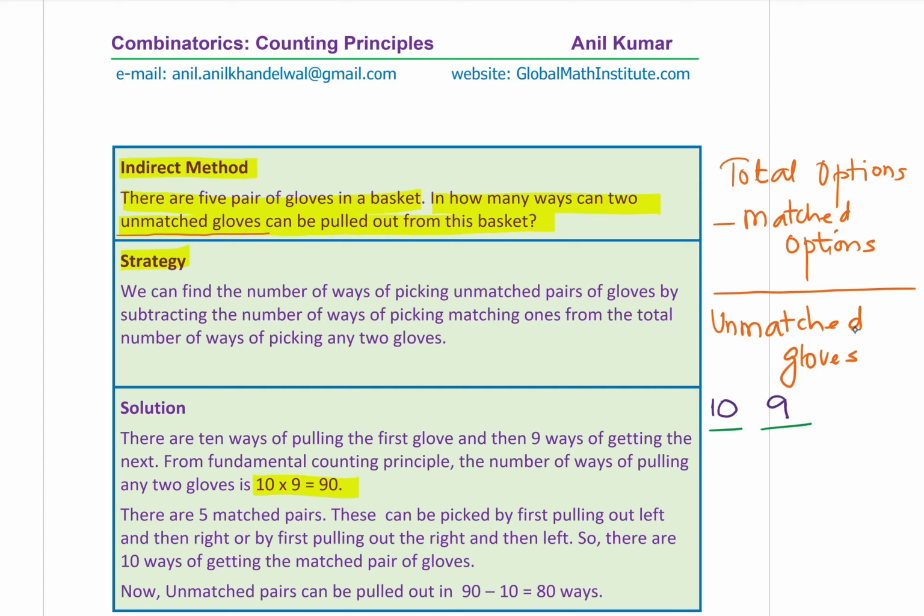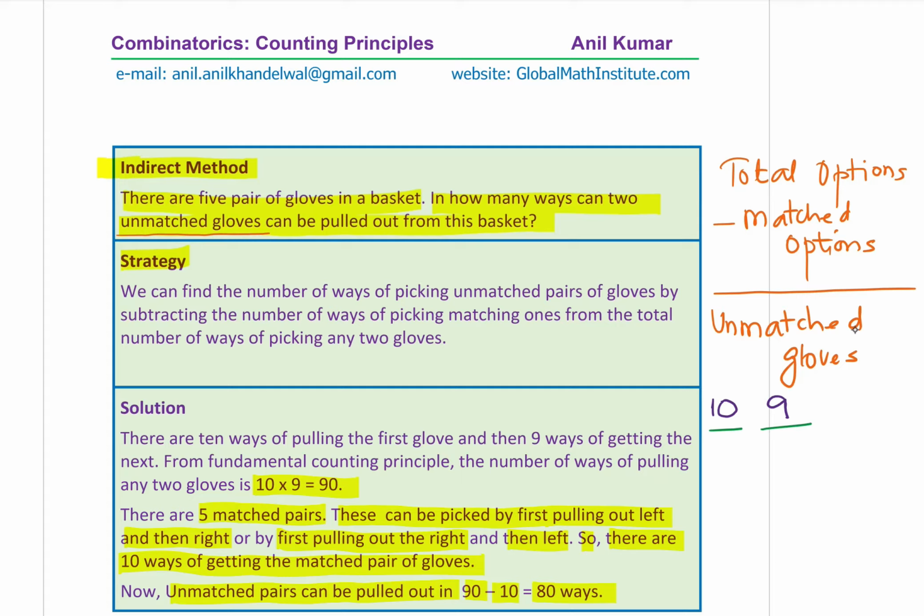Now, there are 5 matched pairs, right? When you have 5 matched pairs, these can be picked by first pulling out left and then right, correct? Or by first pulling out the right and then left. So both ways you could match a pair. So there are 10 ways of getting the matched pair of gloves. First 5 are the correct ones of the left side, and then you pick up from the right side. So that is how we have 10 ways of getting matched gloves. And unmatched will now be the difference of the total with the matched ones, and we get 80 ways as our answer. So that is what we're calling the indirect method.